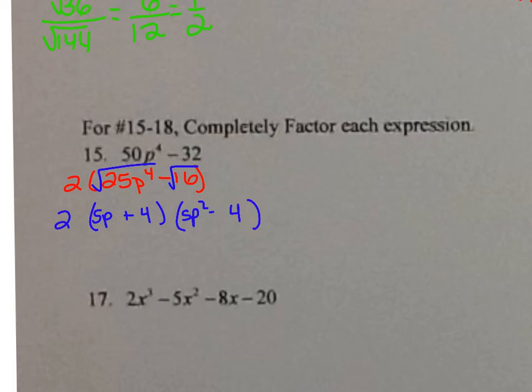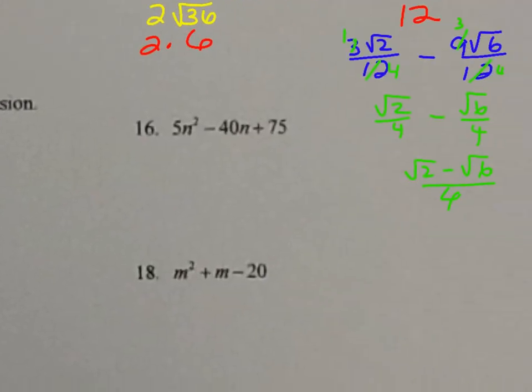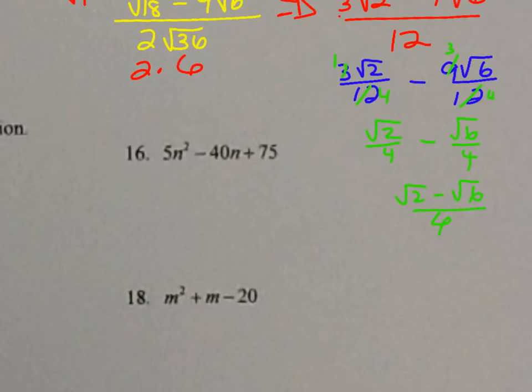Okay, number 16. Okay, so I see there's still a GCF. The GCF is 5 times n squared minus 8n plus 15. All right, now I'm going to use master product. So I multiply the first times the last. I get positive 15n squared.